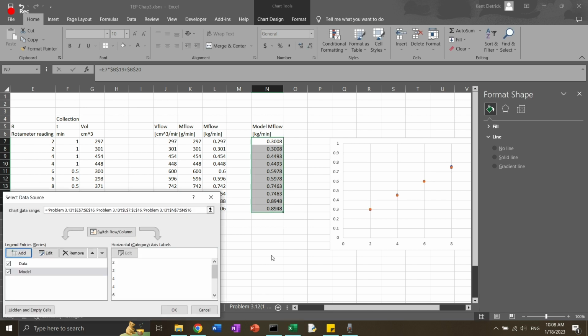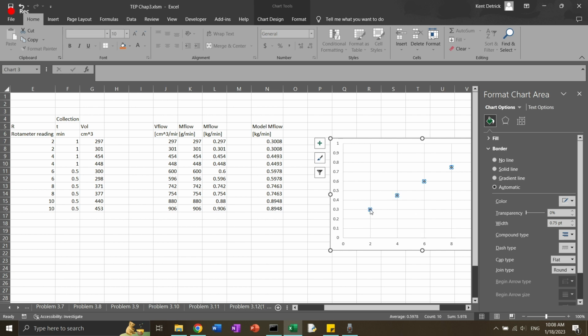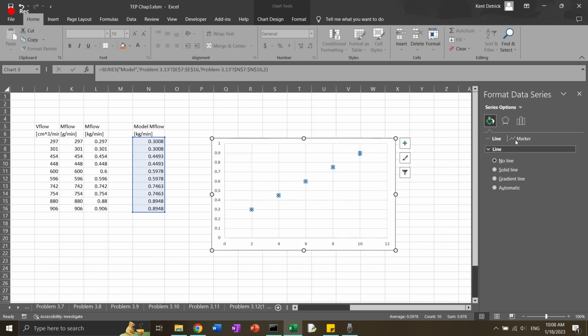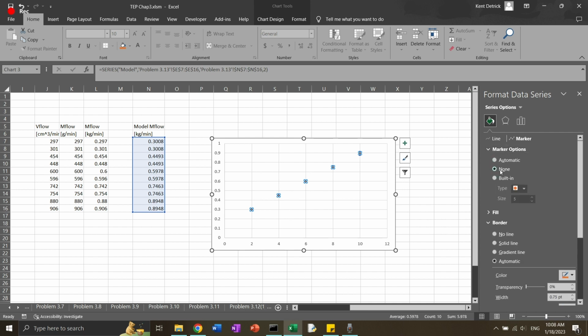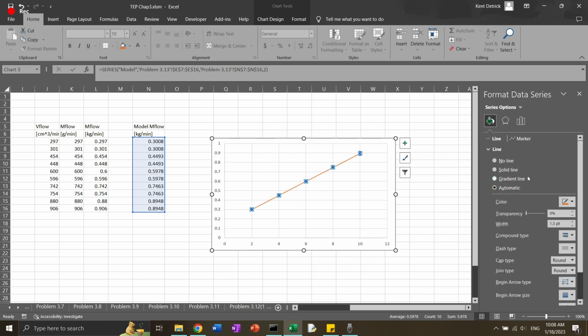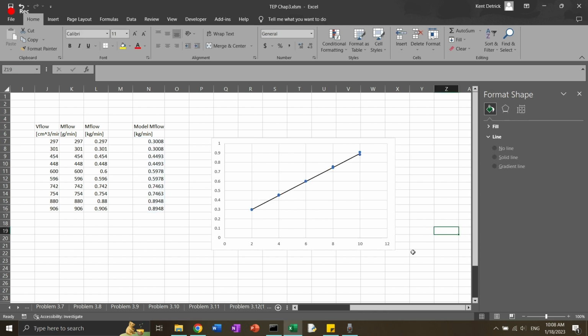Okay. And then we'll say that there's no marker and that there's a black line here, so it's easier to see. Okay, so our model spans the same range, and it looks like the model fits the data pretty well as a linear model. So we've got a pretty good model here.